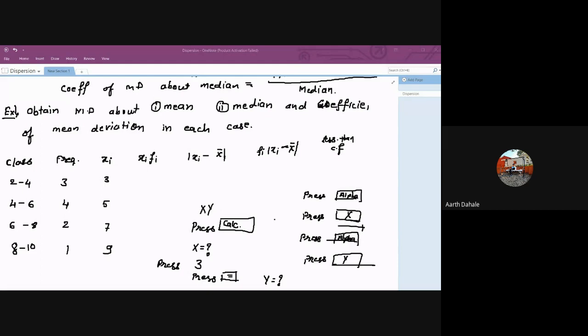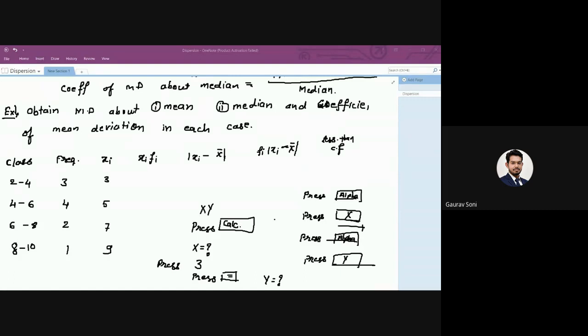Sir, for me it's fine. It's asking me the value of y. Have you got it, both of you? Yes, sir. It is asking the value of y. So you give the value of y and you press equal to again.